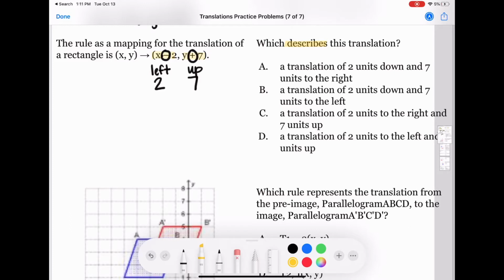Let's see which of these represents that translation. A translation of 2 units down and 7 units to the right. A translation of 2 units down and 7 units to the left. A translation of 2 units to the right and 7 units up. A translation of 2 units to the left and 7 units up. Therefore, D is our answer.